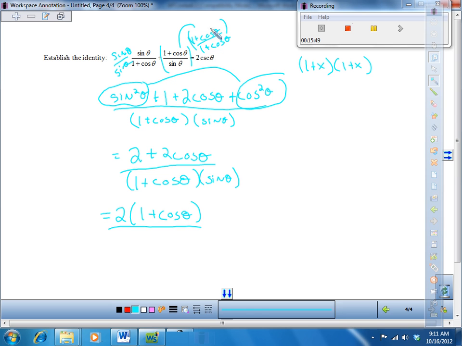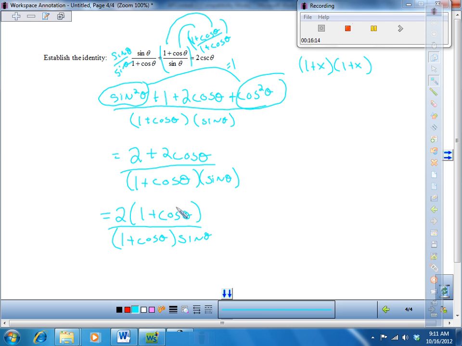Cosine theta times 1 plus cosine theta times 1 is 2 cosine, plus... because sine squared plus cosine squared equals 1, right? So 1 plus 1 equals 2. And then I'm pulling out this 2. And now on the bottom I have a 1 plus cosine theta times a sine of theta.